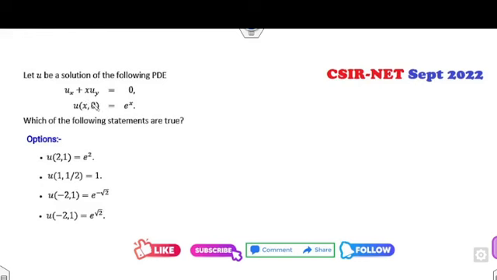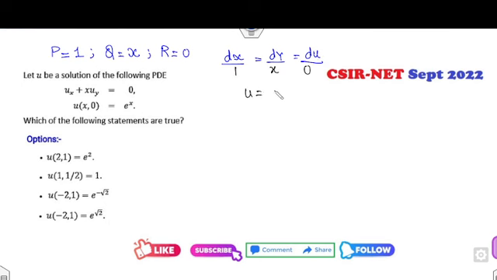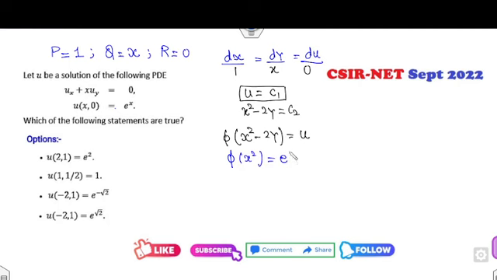Consider the following partial differential equation. Again this is a Cauchy problem. P is the coefficient of del u by del x, Q is the coefficient of del u by del y, R is 0. So let's start with the Lagrange equations, dx, dy and du. One solution is u is equal to c1. The second, I can solve: x square minus 2y is equal to constant. So I can write phi of x square minus 2y is equal to u. Apply the initial condition: x will be x, y is equal to 0, u is equal to e to the power x.